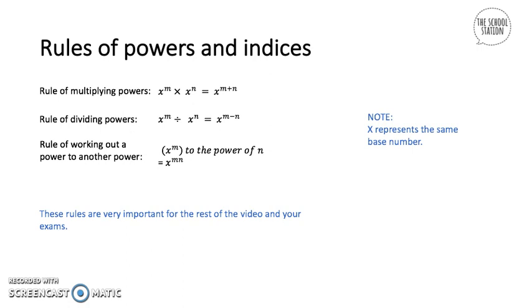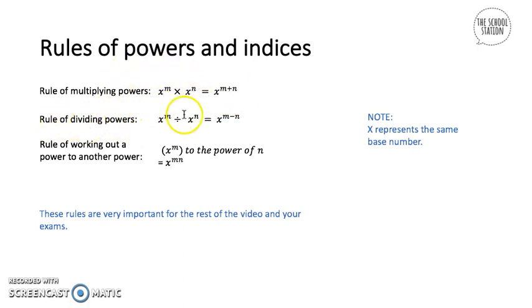First of all, we have the rule of multiplying powers. Here x represents the same base number, so it's always the same number. It can't be 5 to the power of something times 6 to the power of something, because then the rule won't work. The base number has to be the same. If we multiply x to the power of m times x to the power of n, we add the powers together. So if we have 5 squared times 5 to the power of 3, we do 2 plus 3, which is 5. So it would be 5 to the power of 5.